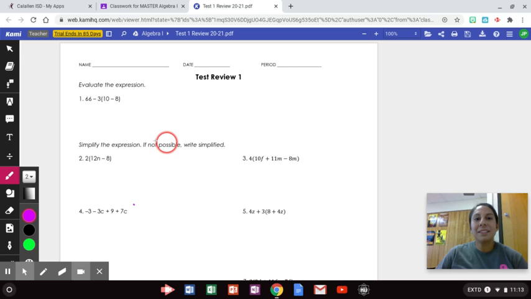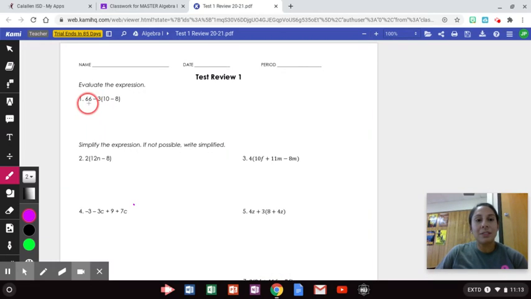Hey guys, today's August 27th, and you should have already completed your test one review. Whether you did it on Kami on your Google Classroom, or you printed it out and did it by hand, that's okay. Or you could just do it on a scratch sheet of paper. It's up to you. But what we're going to do is go through each problem just to make sure that you understand what you're doing. Tomorrow is your test over simplifying expressions and solving equations, okay?